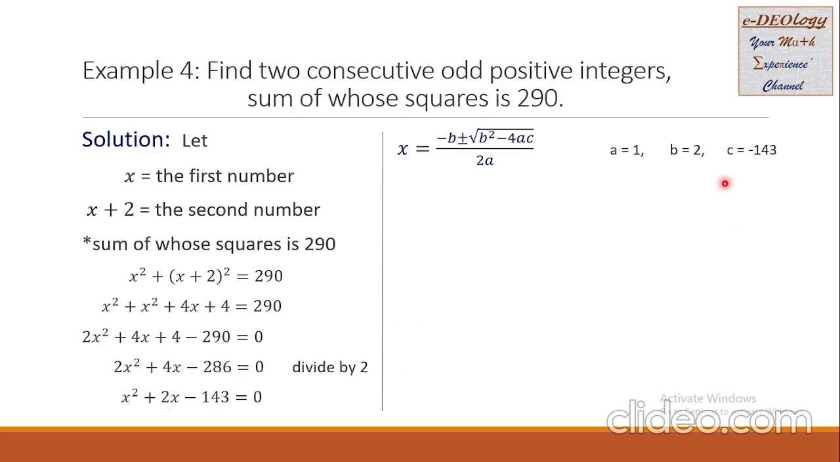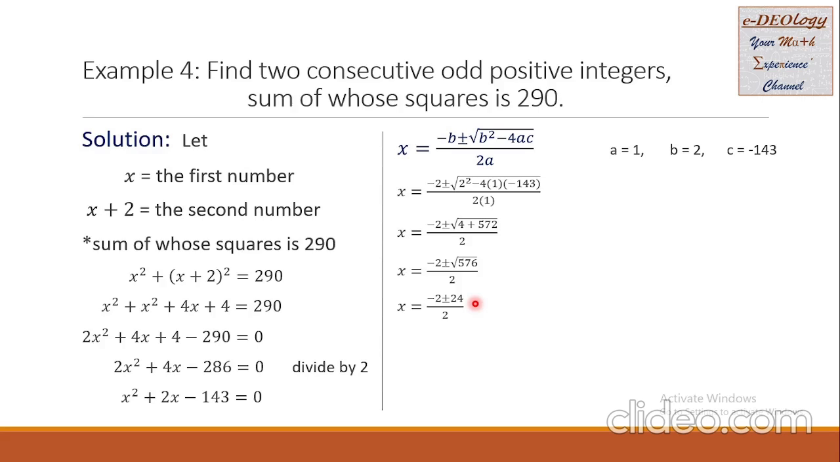We substitute these values into the formula. So we have x equals negative 2 plus or minus the big square root of 2 squared minus 4 times 1 times negative 143 all over 2 times 1. We simplify the radicand. The 2 squared will be 4. Negative 4 times 1 times negative 143 is positive 572. When added to 4, we have 576. Let us simplify the square root of 576, and that is 24.